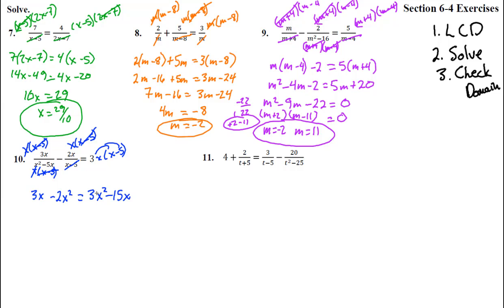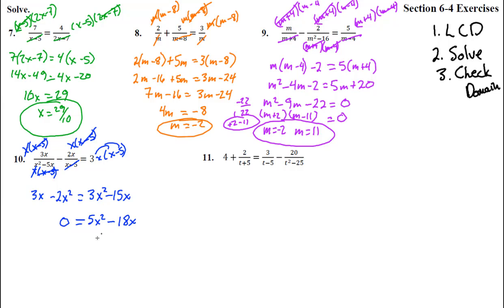Now this is a polynomial equation. So to solve it, we need to get it equal to 0, factor it, and then set each piece equal to 0. Let's add 2x squared to both sides. So we get 5x squared. And then 3x, subtract 3x from both sides right now, and we get minus 18x. That equals 0. Okay, good. Got it equal to 0.